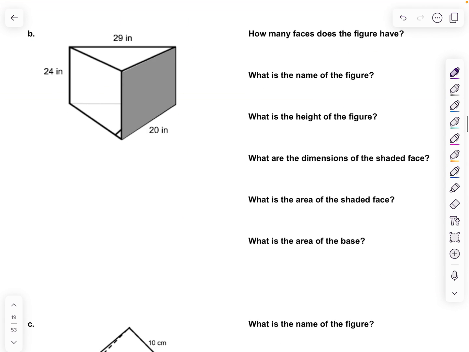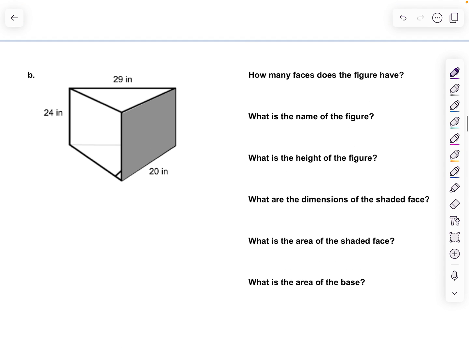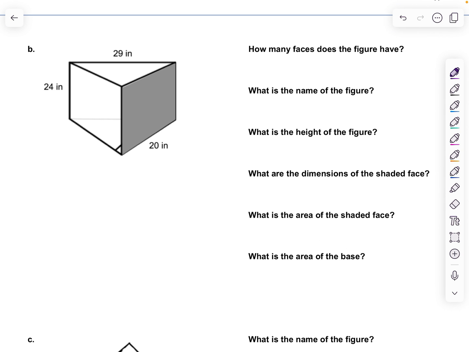All right, I'm going to go through the next 2 pages, and then we're going to stop there. How many faces does this one have? You've got the 3 that go around, and the top and the bottom give you 5. What is the name of that figure? That is a triangular prism. It's a prism because it's got 2 bases, and it's triangular because that's the shape of the base. The height of the figure in this case is 24.